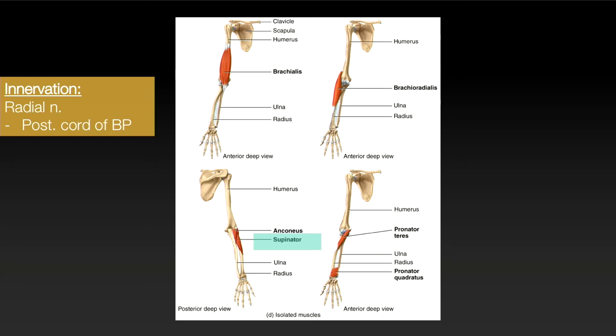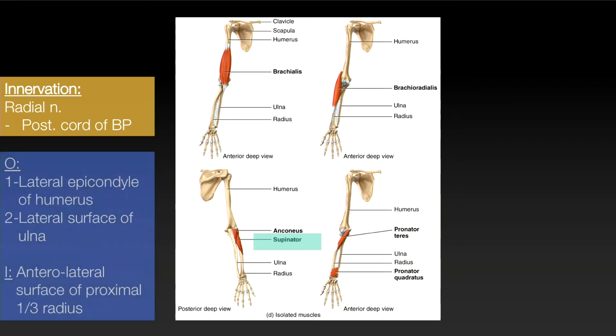It wraps around the radius on the lateral side, and being that it wraps around the radius, maybe it makes sense that it follows suit. It's innervated by the radial nerve. Innervated by the radial nerve.